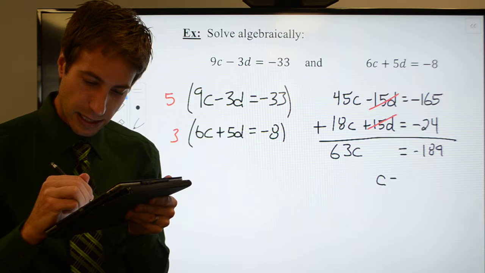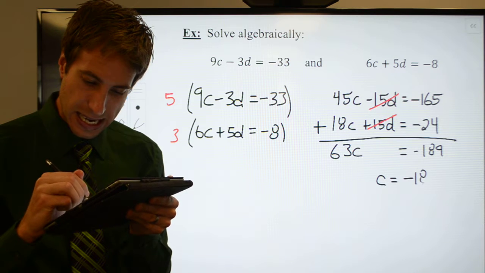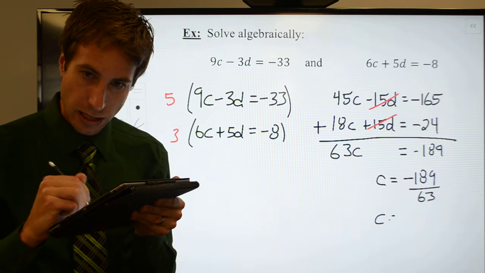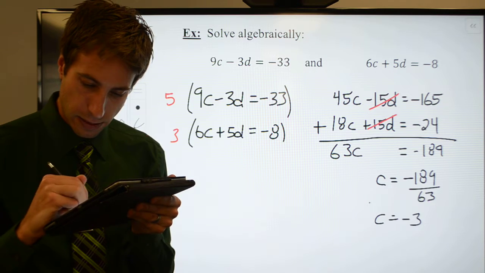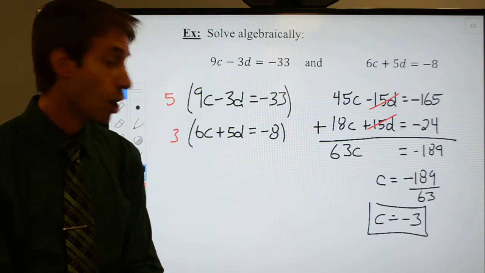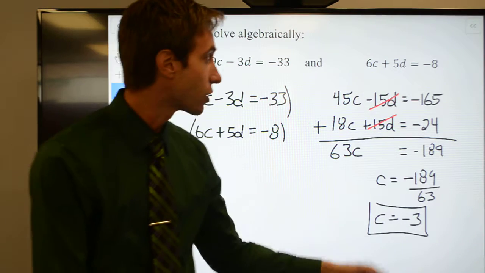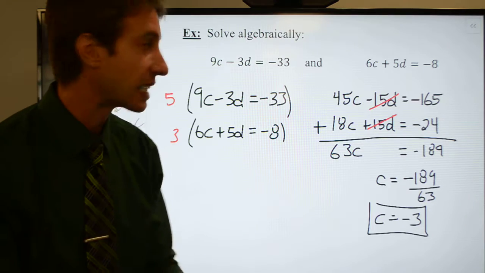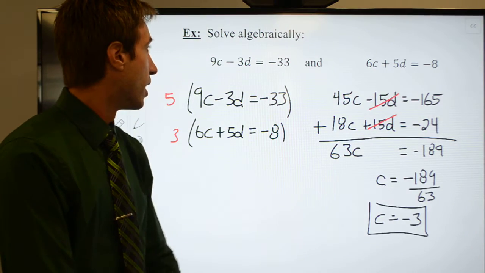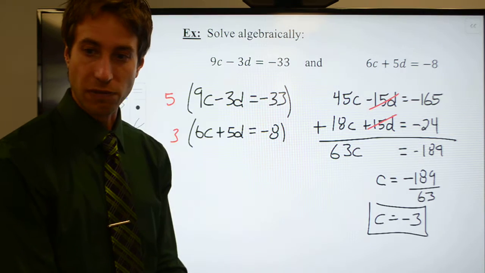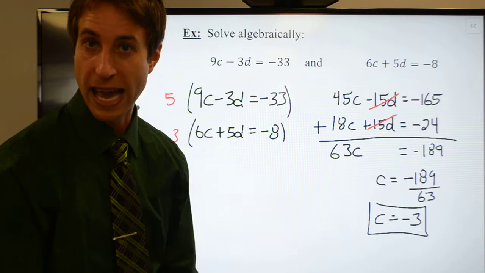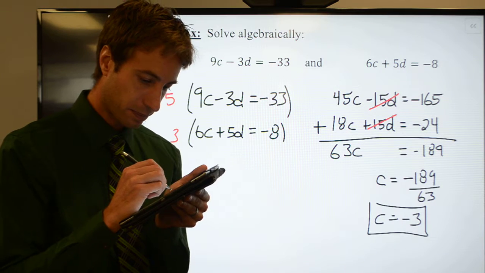Which means that c is equal to negative 189 divided by 63. It looks ugly, but it comes out to be a minus 3. Fantastic. Well, now that I know what c is, all I got to do is go back and pick d again. I can choose either equation. Neither of them look very nice. It looks like I went with this one, so we'll go ahead and do that.